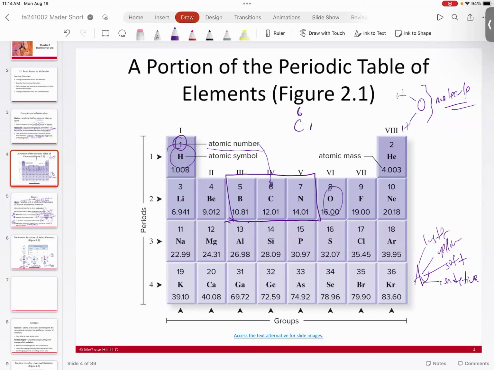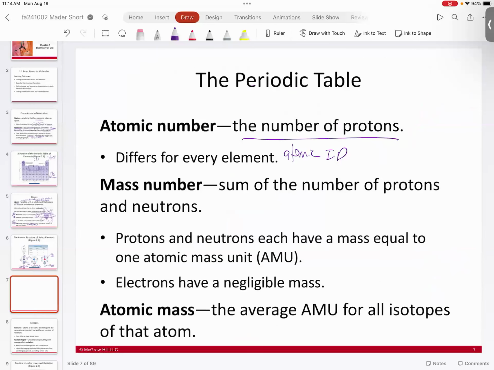Now what happens if I add 1 more proton? I have 7, but that means I'm no longer carbon. I'm now nitrogen. Or if I take a proton away, I then become boron. So your number of protons is your atomic ID. If you take away a proton or you add a proton, you're changing your identity. And so this is your atomic number.